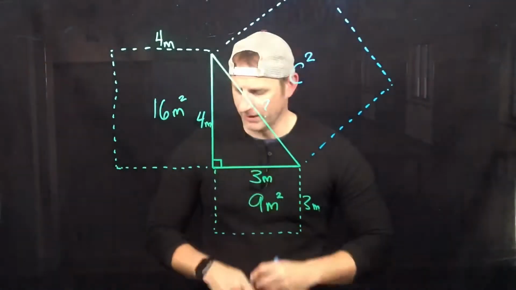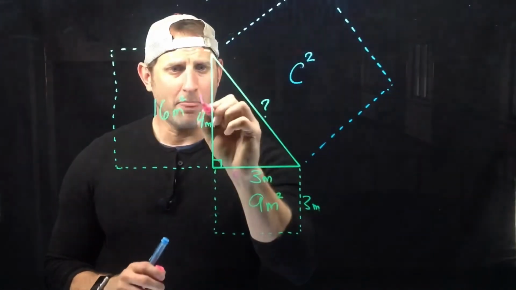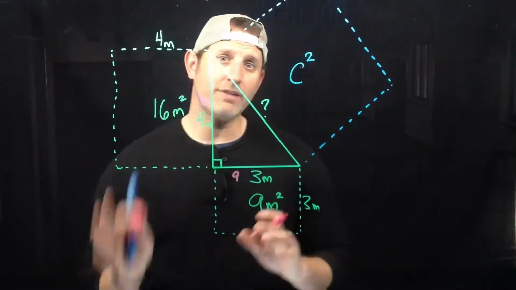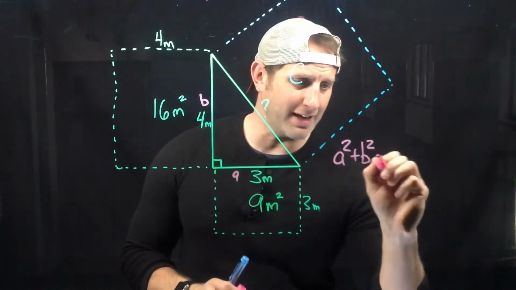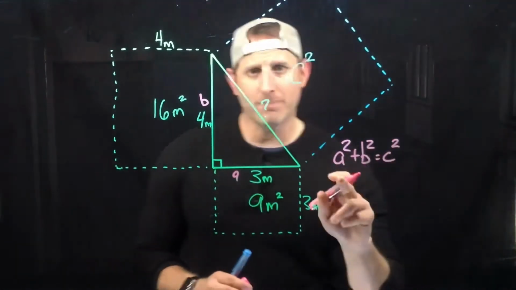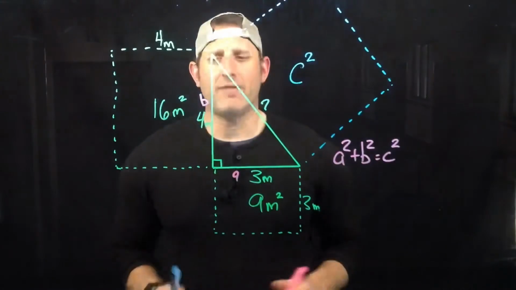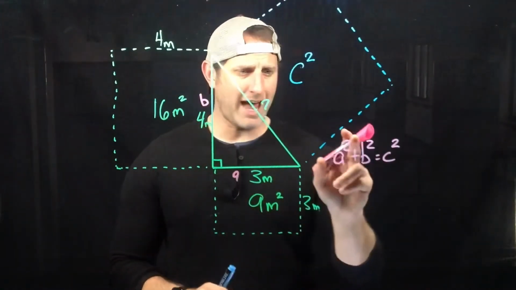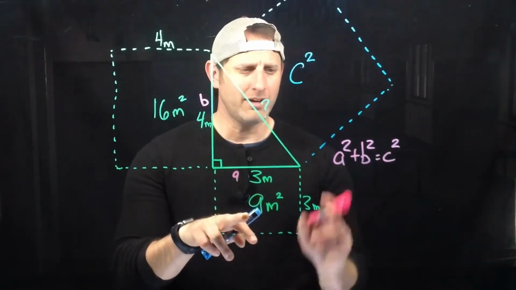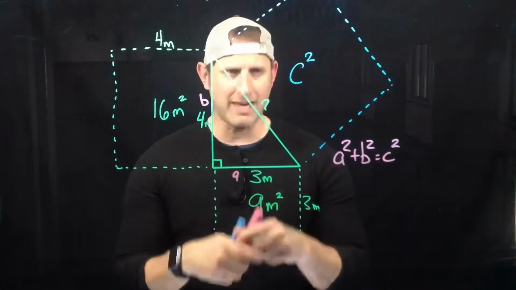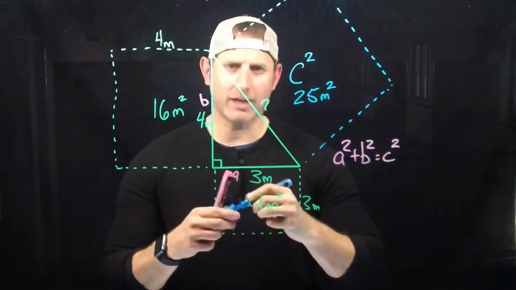So let's think about this formula right now. What we have here is a, b, and c. And the formula that you're going to need to use is this: a squared plus b squared is equal to c squared. This is Pythagorean's formula, his theorem. So let's think about this. If we're looking at this logically and mathematically, if a squared is 9 and b squared is 16, then a squared and b squared added together would be equal to 25 meters squared.